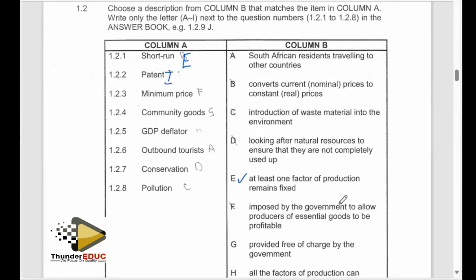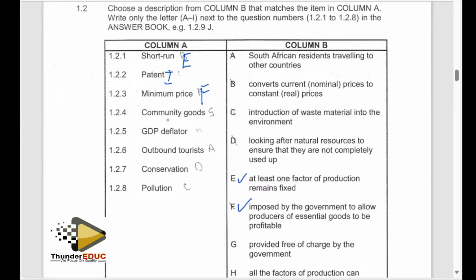Okay, right. So now let's check 1.2.3 minimum prices. So now minimum prices is actually in line with F. So now if you check F, it is actually imposed by the government to allow producers of essential goods to be profitable.